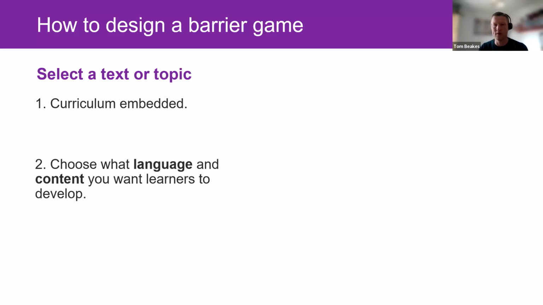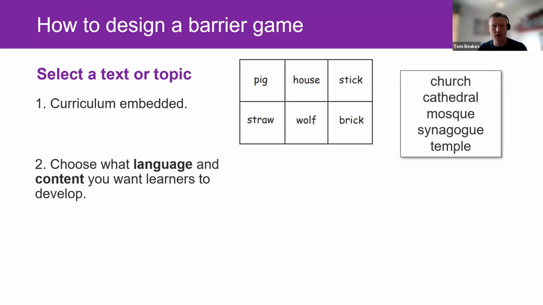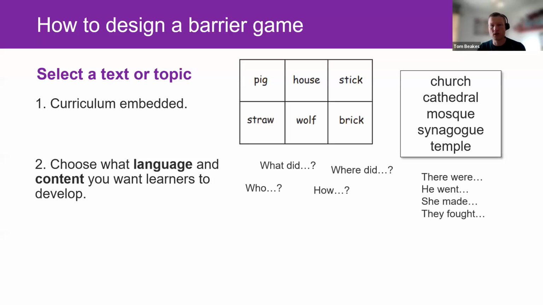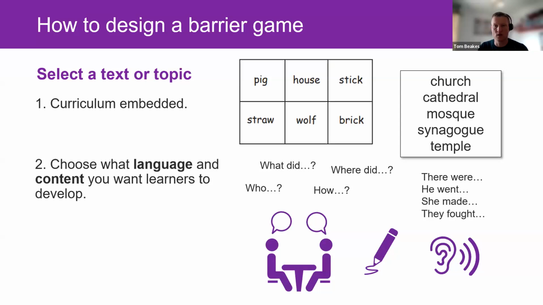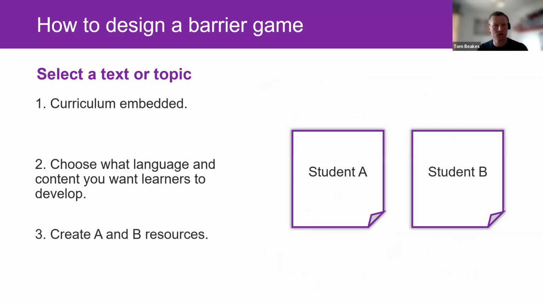So we talked before about things like question formation. So we've got vocabulary, could be asking questions. It could be things like using the past tense. And you might want to consider what other skills as well you want to develop, whether it's speaking, writing, listening. And of course, the beauty of barrier games is that they can involve all three. But thinking carefully about the content and the language together is important.